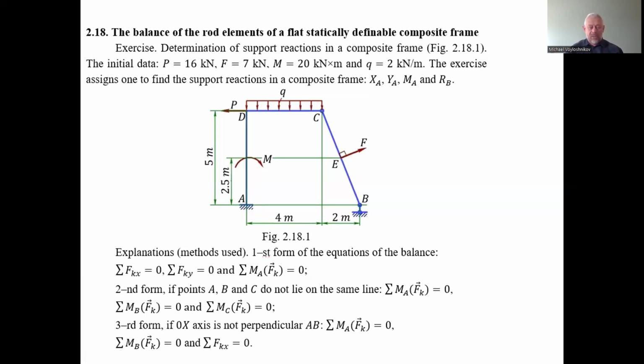The second form of the balance equation is that the total of moments of all efforts acting in the plane for the flat state has to be equal to 0 around the point A. These are arbitrary points, can be A, B, C, any points, but only these 3 points of rotation are considered for the second option of the balance equation. These points of rotation must not be on one straight line.